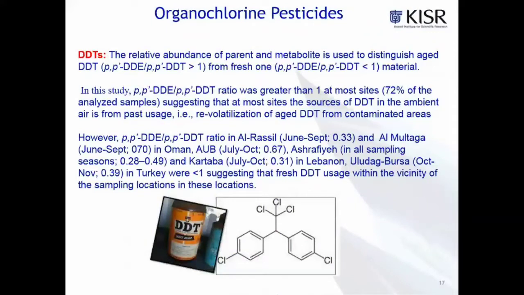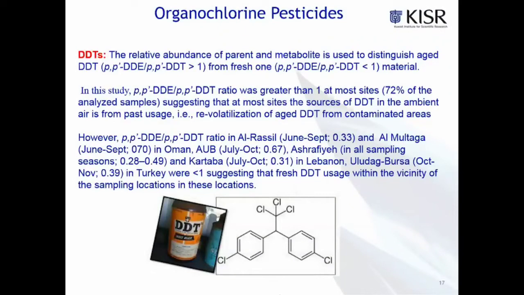So then the other chemical that was really important, because the metabolites were detected in all samples, was DDT. The relative abundance of parent and metabolites is used to distinguish old DDT, when this ratio is greater than 1, from fresh DDT, when this ratio of para DDT is lower than 1.